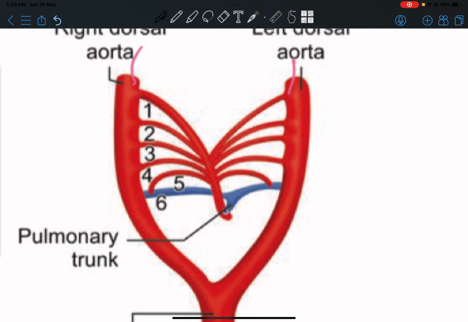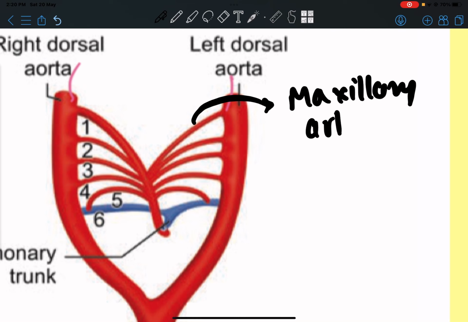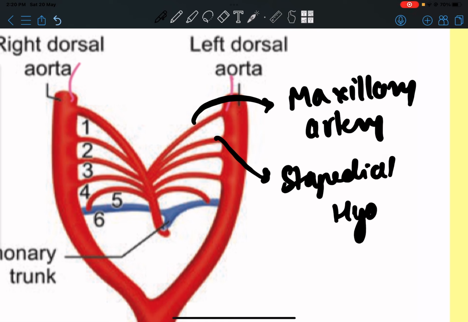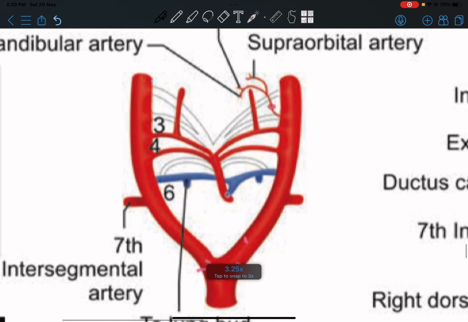So all of them disappear and they leave a few remnants. For example, the first arch artery leaves the maxillary artery. A part of the maxillary artery comes from the first arch artery. From the second arch artery, we get our stapedial and hyoid arteries. And the fifth arch artery, not mentioned anywhere, is not that important, so we're going to ignore that. It just disappears. Okay, so now it comes to look like this. Our first, second, fifth have disappeared.